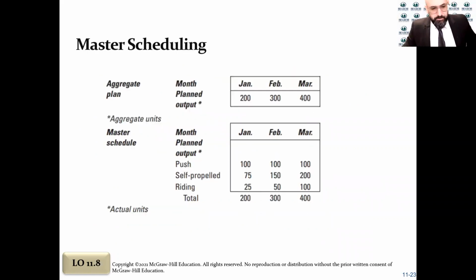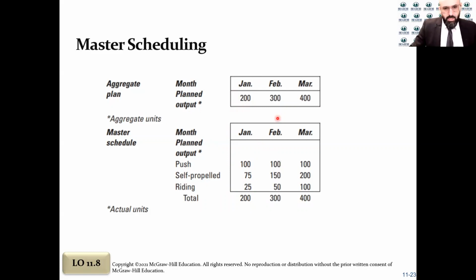Let's take a look into this. This is what I mean by you have to match the demand. So in January, we have a plan of output to be 200. Now, once we go to this and we do the master schedule, this is for a product of lawnmower. In January, we're selling 100 of the push type, self-propel 75, riding 25. The total of them should match the aggregate plan of 200.